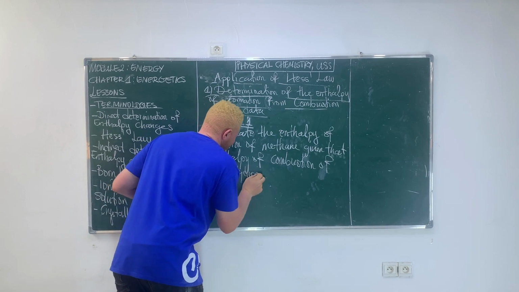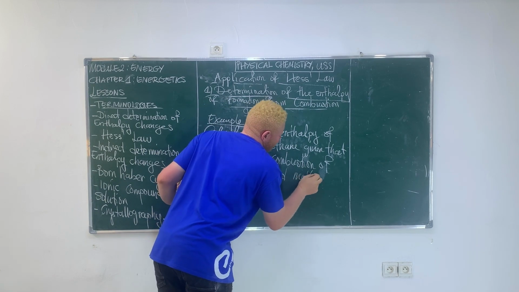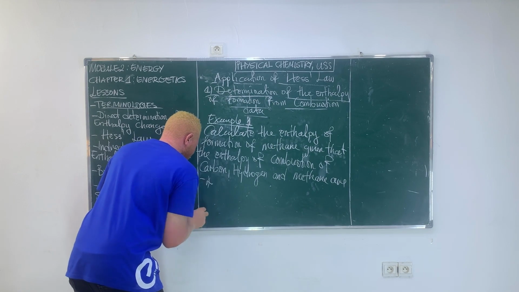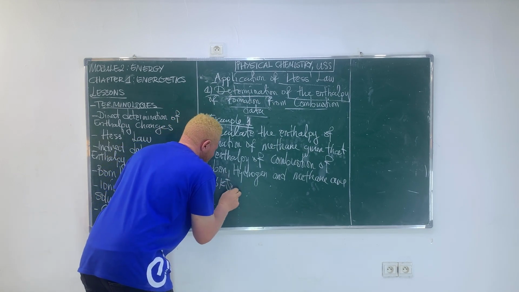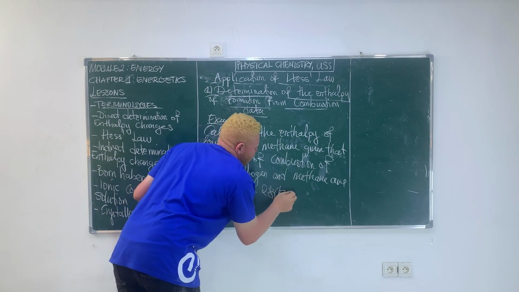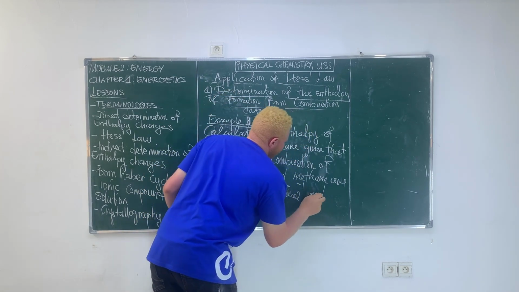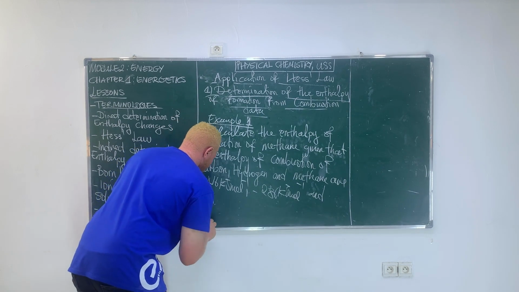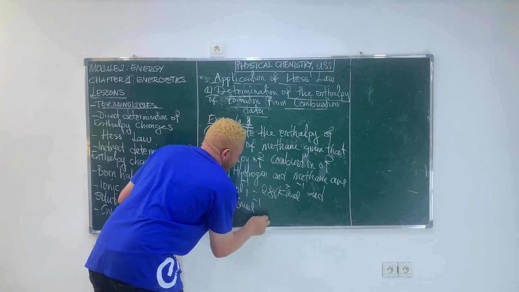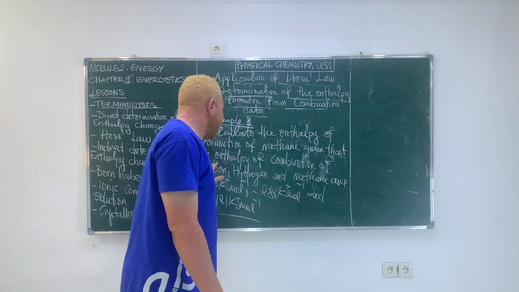Hydrogen and methane are minus 416, minus 286, and minus 1,121 kilojoules. So those are the enthalpy of combustion that's given to you. So let me give you a basic example.